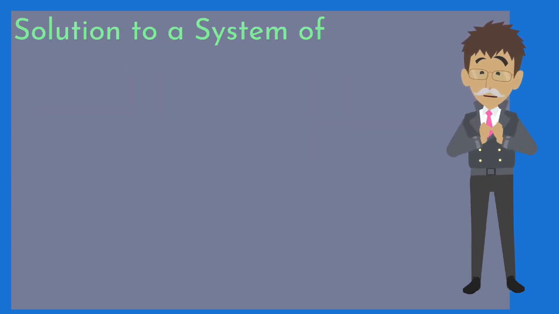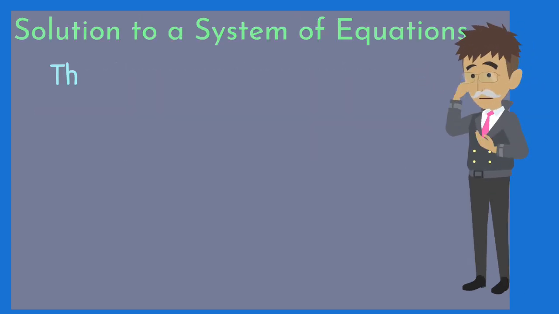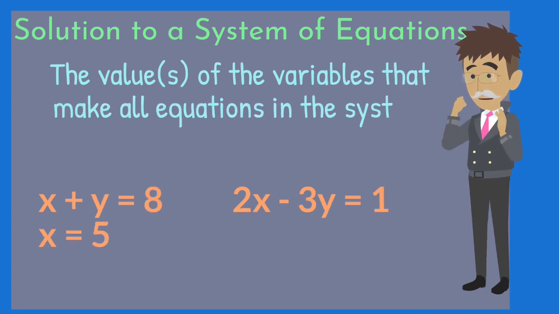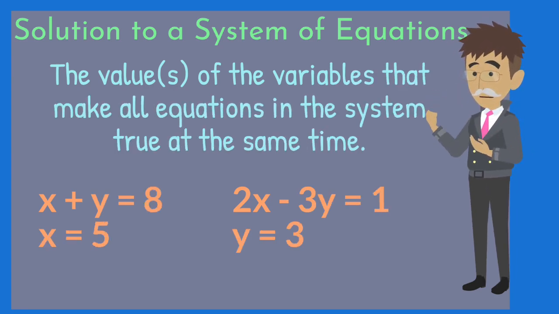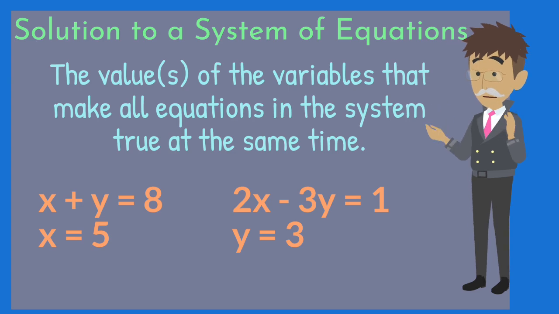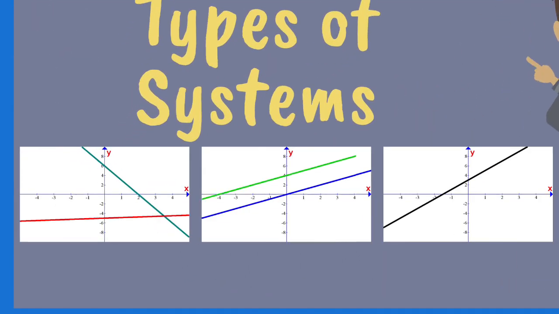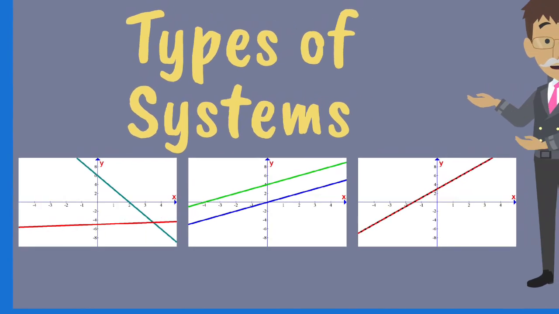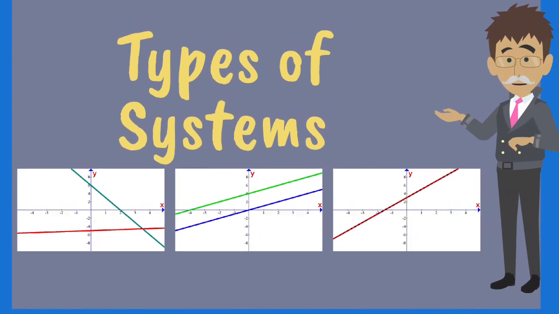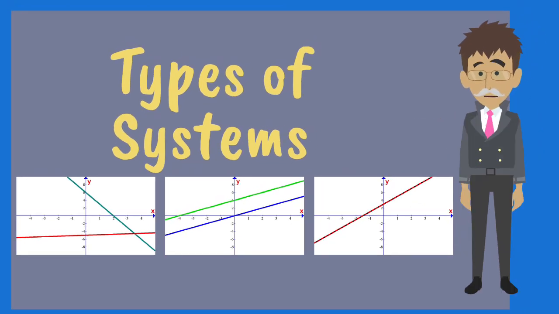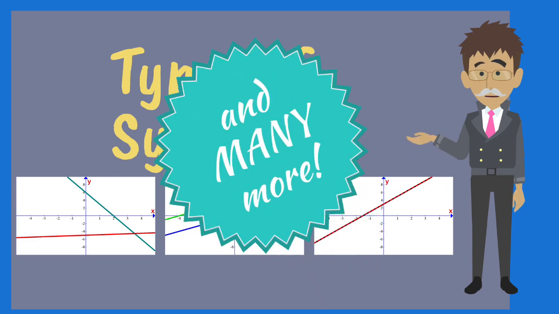Solution to a system of equations. The value or values of a variable that makes all equations in the system true at the same time. Different systems tell different stories. Some lines cross, some never meet, and some lie on top of each other. Knowing these types helps students understand whether a real-world situation has one answer, no answer, or many possibilities. This is important in fields like engineering, budgeting, and scheduling.